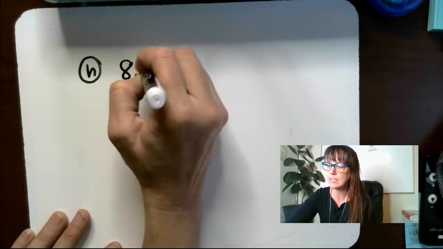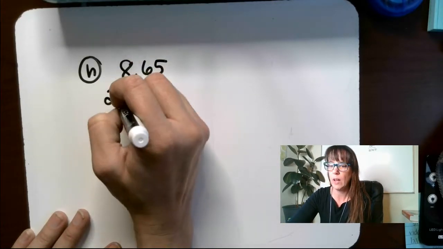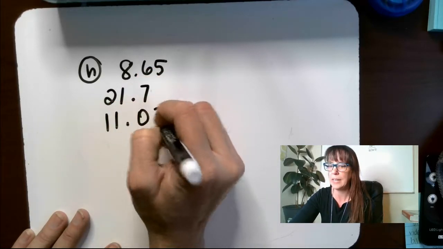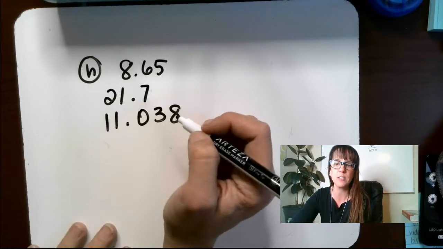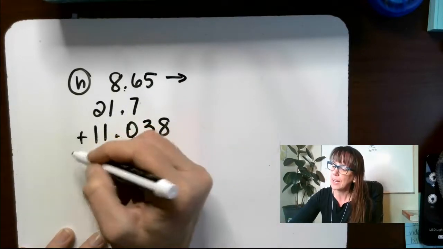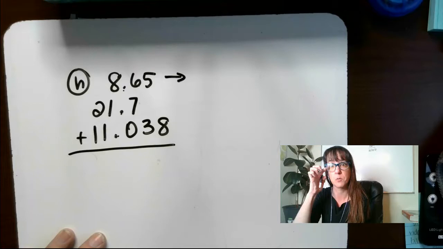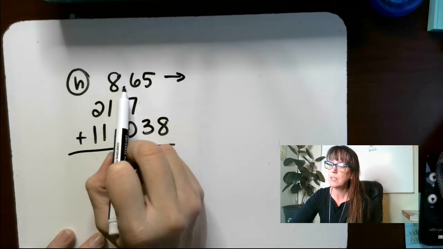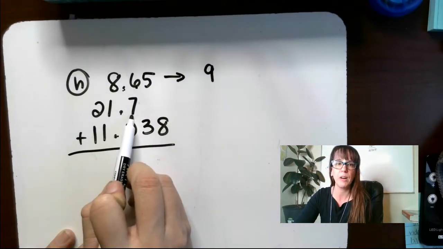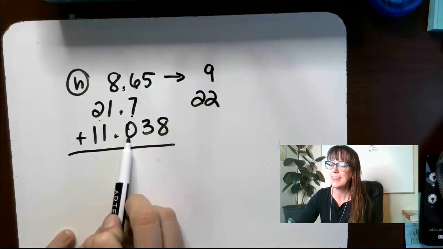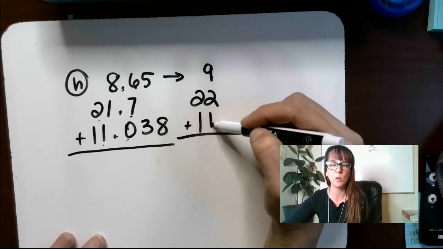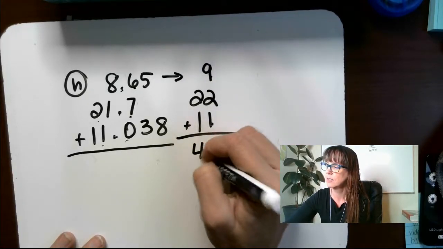Estimate the sum of 8.65, 21.7, and 11.038 by rounding each decimal to the nearest whole number before adding. Do you notice how I lined up those decimals, right? If we were going to add all this, you'd want to line up those decimals, but what we're going to do is round first. So we want to round to the nearest whole number. This is greater than 5, which means this guy gets boosted up to 9. This is greater than 5, which means this gets boosted up to 22. This is less than 5, so this is going to stay at 11. When we add these, 9 and 11 will give us 20, plus 22 gives us 42.